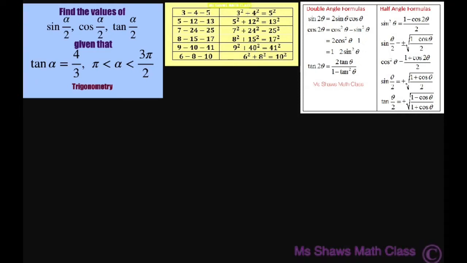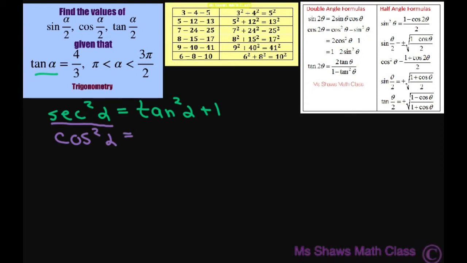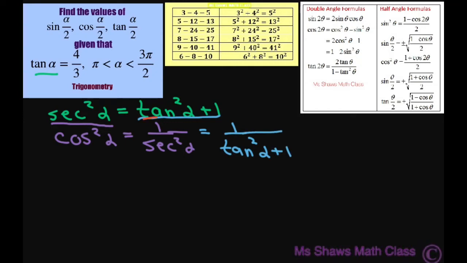Since we're given tangent, we know that secant squared of alpha equals tan squared of alpha plus 1. We also know that secant of alpha is 1 divided by cosine. So basically I can say cosine squared of alpha is 1 divided by secant squared of alpha. So using substitution, this is going to equal 1 divided by tan squared of alpha plus 1. And I just substituted this in.